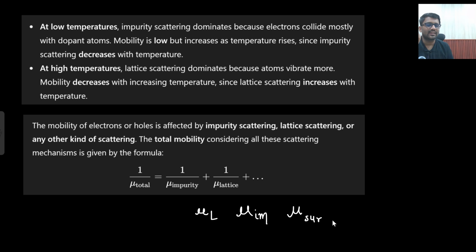What is surface scattering, sir? You don't need to worry about that. Only two important things are there, impurity and lattice. Those I have explained. There could be a lot of different kinds of scattering as well. Those you don't need to study.